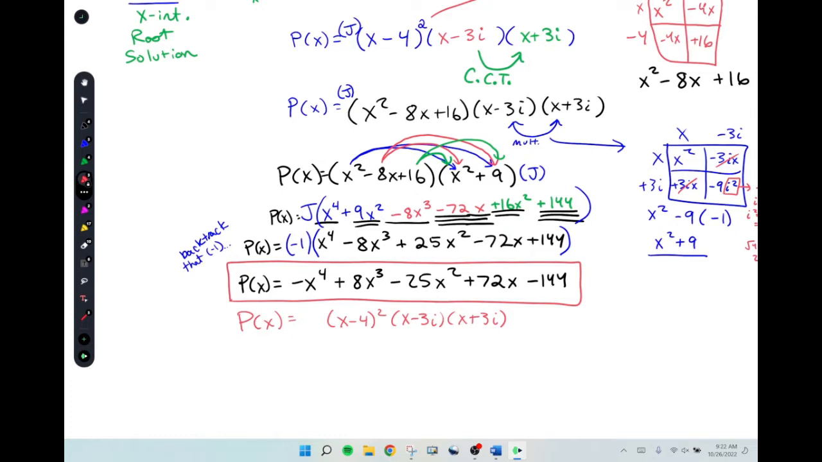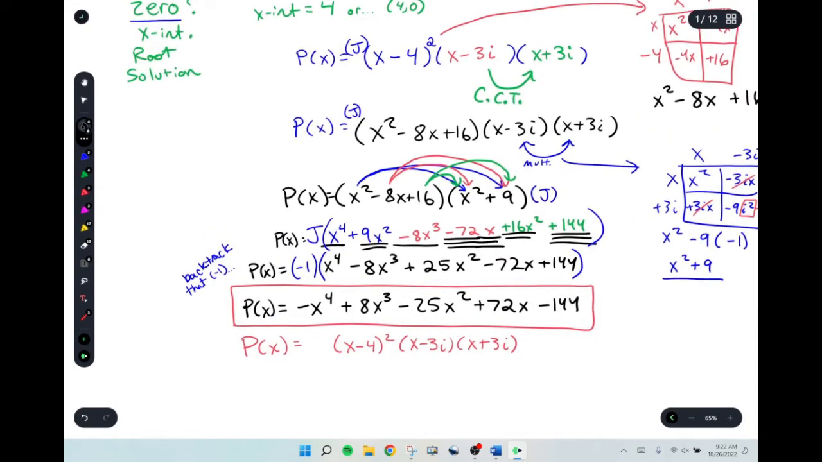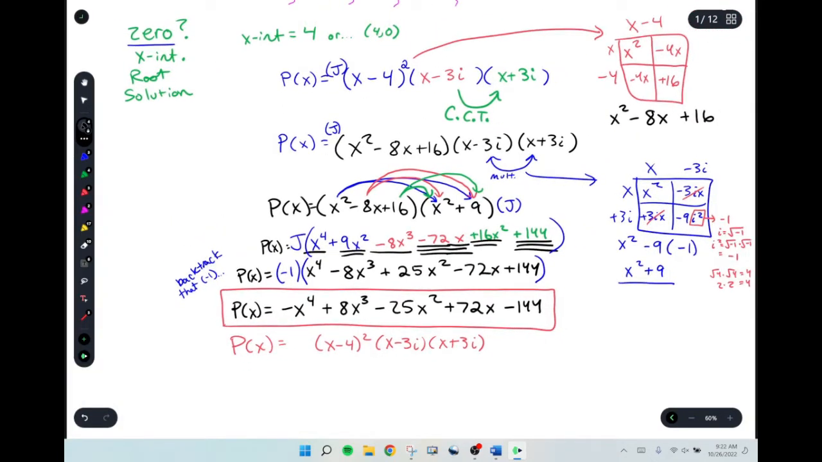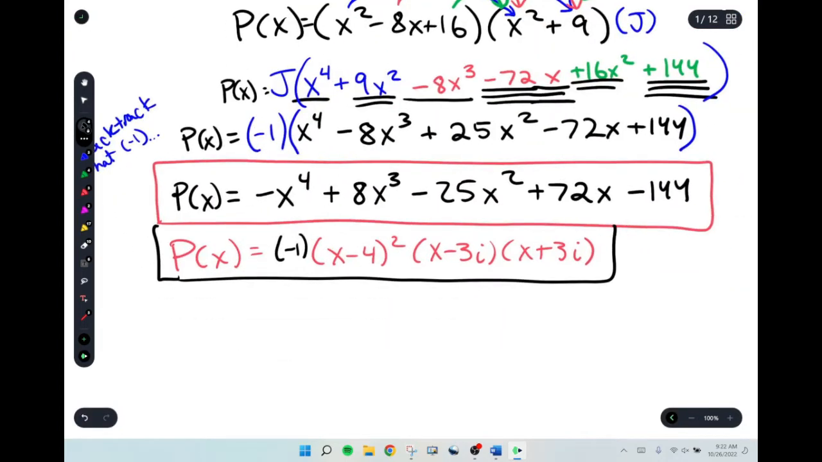No, because what I did was I accidentally added instead of multiplied. So if I were to write this in factored form, I need to include that -1 now, right? I would need to include that -1 out front. Yeah, absolutely. But you had to get it expanded because of the condition they gave you.